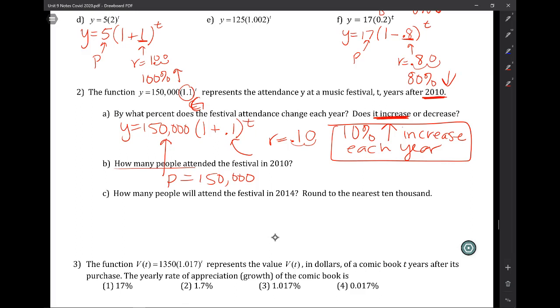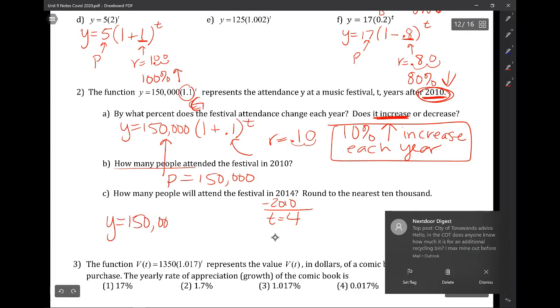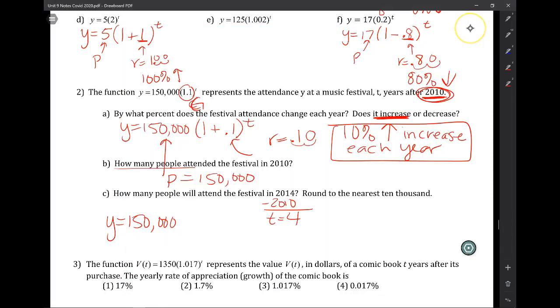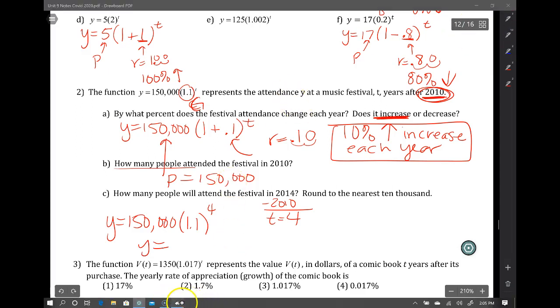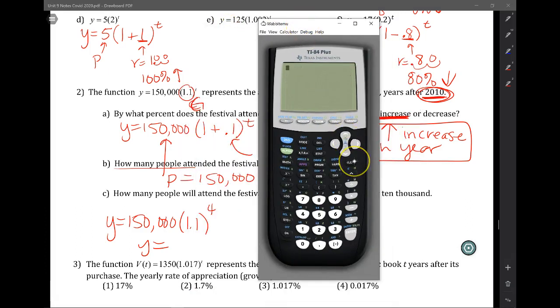So our formula has a T in it, but I am not going to plug in 2014 for T, because my calculator will assume that means 2014. If my festival started in 2010, and I want to know in 2014, that's 4 years later. So I actually am going to be plugging in a 4 for my exponent because I want to know what the future population is in 4 years. So, clear. All right, 150,000, parentheses, 1.1, raise it to the 4th power, hit enter.